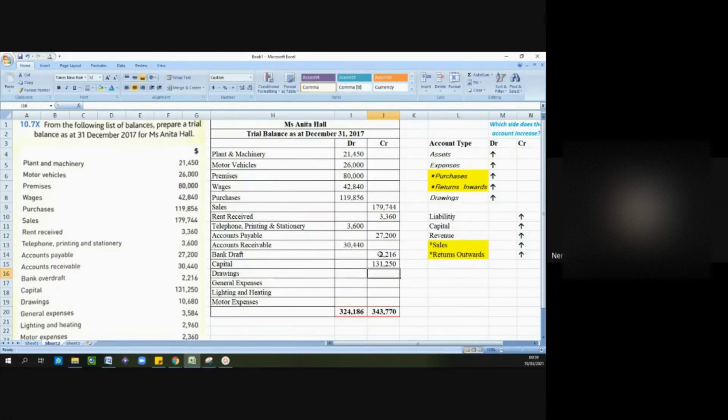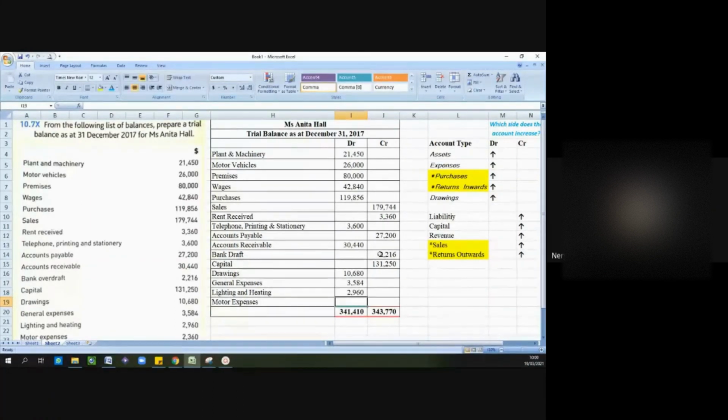Drawings, went over that rule in this chapter as well. You know that the balance, it increases on the debit side, so the balance brought down will be on the debit column of this trial balance. So that's 10,680. General expenses, you know at this point that will be on the debit side. That is 3,584. Okay. Lighting and heating, that is an expense. Expenses will have the balance on the debit side. So I'm going to record that on the debit column of this trial balance, 2,960.